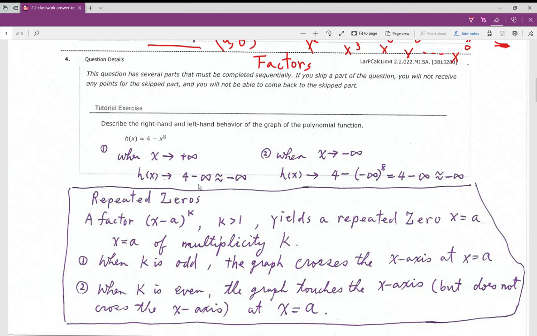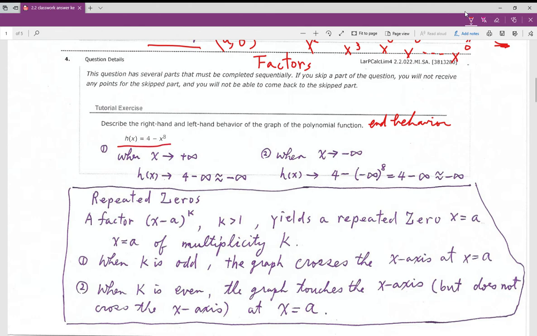So keep going to number 4, question number 4 for section 2.2. After we learn from the first video, we learn the end behavior, so we can practice with question number 4. If it's a function, how do you check the end behavior?